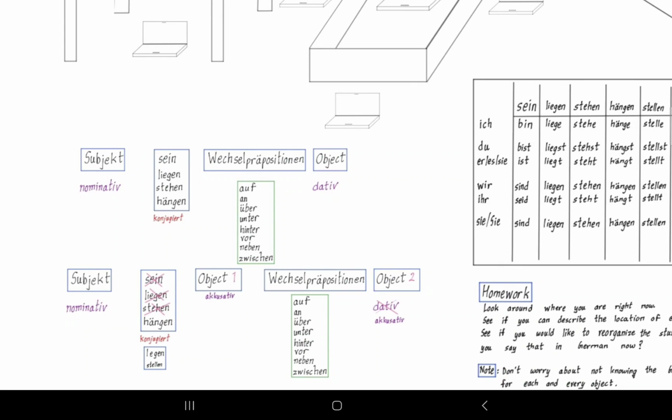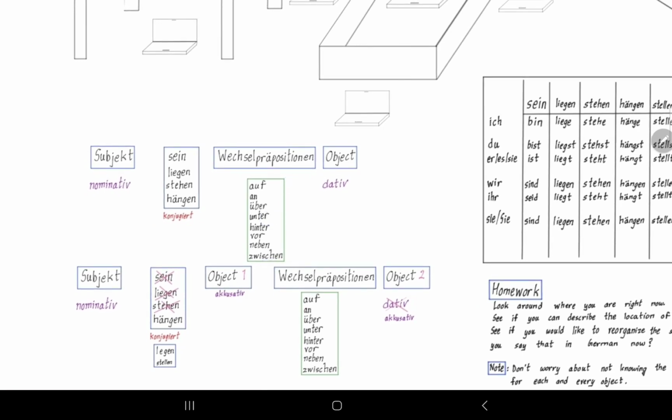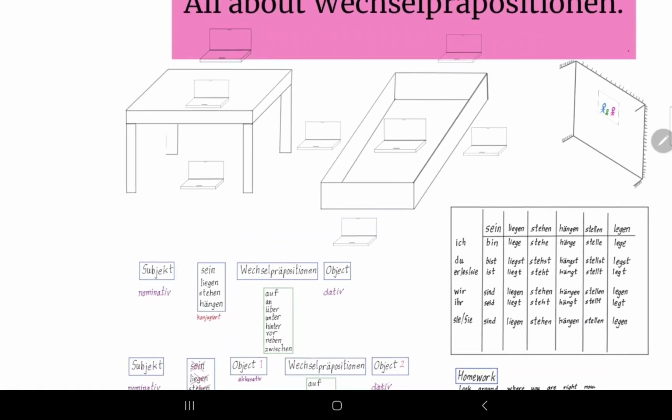And also quite often in everyday life, I think it happens at least once in 2 days, someone asks you where something is. To answer where something is, you will need these prepositions, right? You will need the Wechselpräpositionen, whether it is over something, on something, below something. So unter is below. For example, this laptop over here is below the table, right?